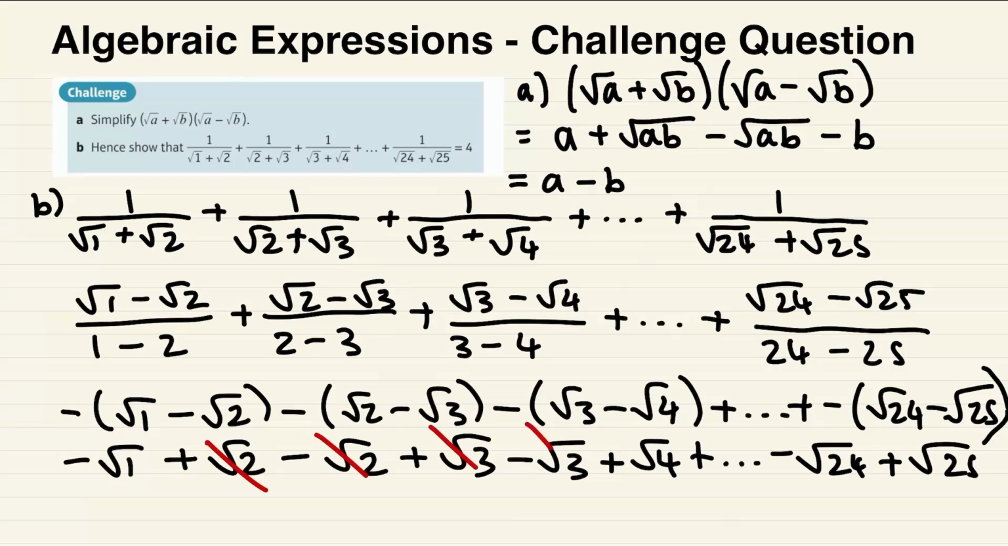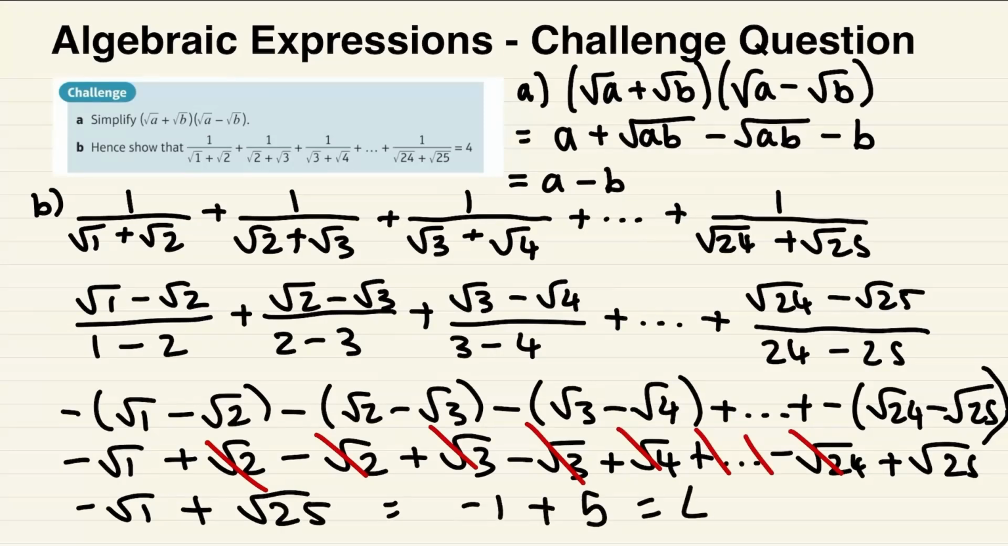We can see that each of the middle surds has a negative counterpart, which means we are left with just minus root 1 plus root 25. Which simplifies down to minus 1 plus 5, which is 4 as required.